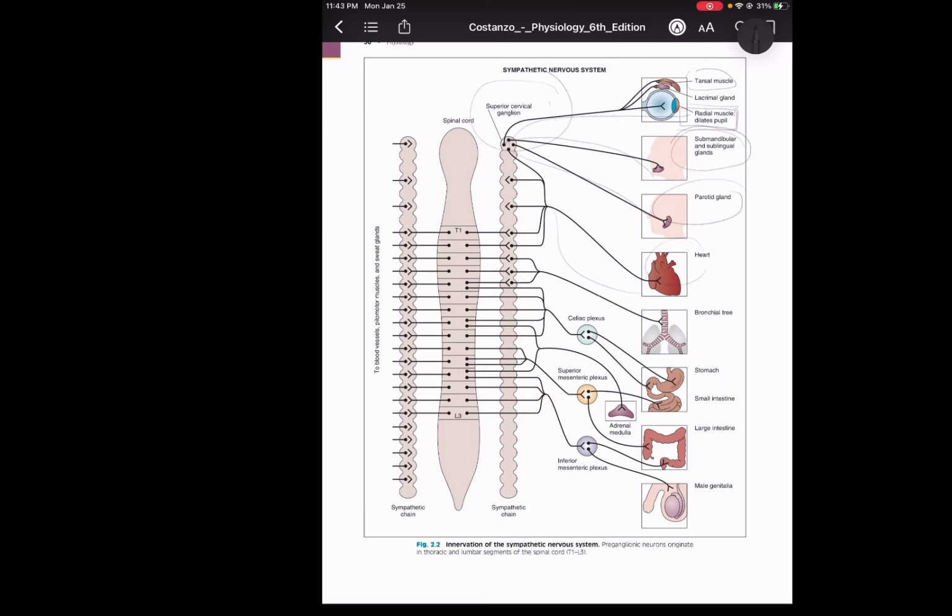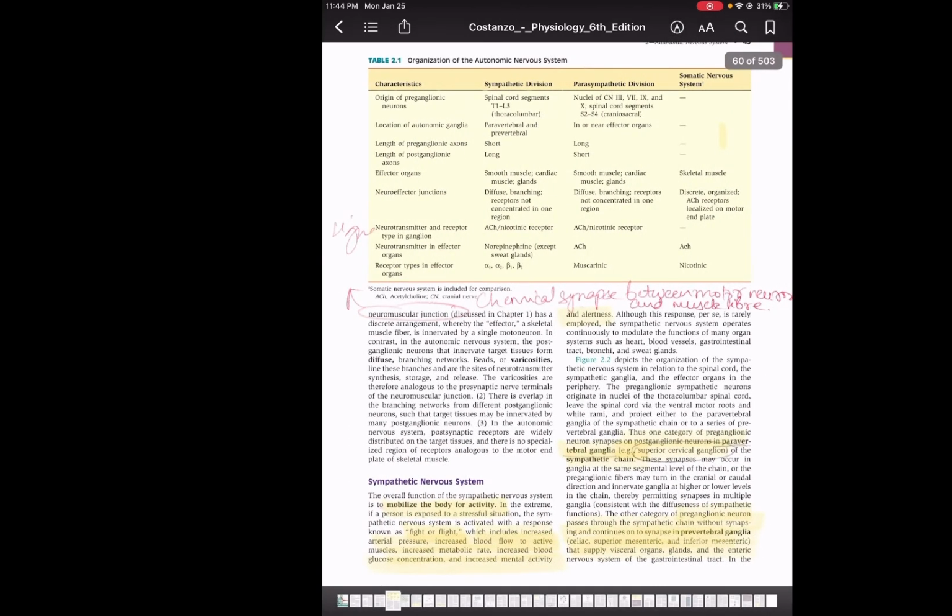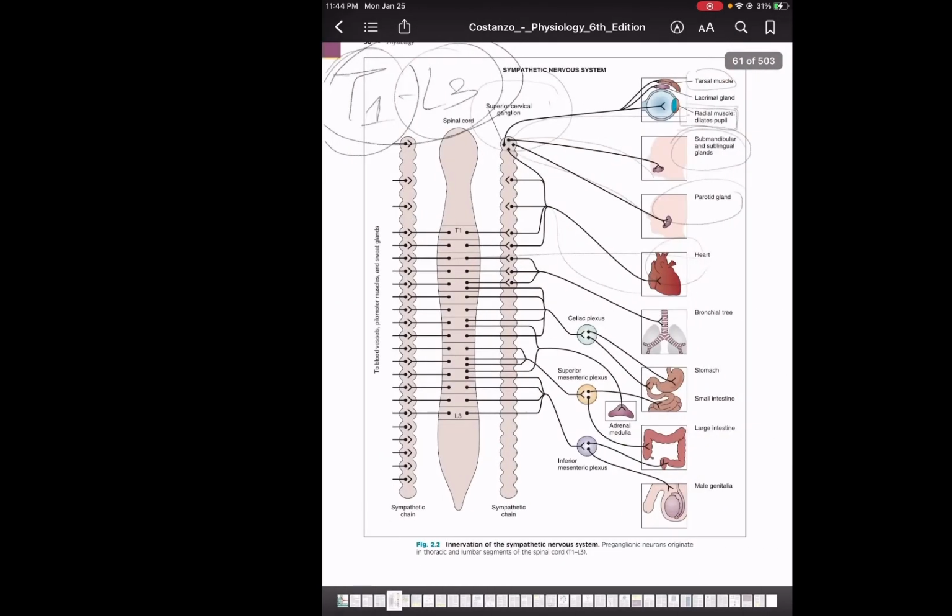And then it's all connected. The preganglionic neurons originate in the thoracic and lumbar segments, which I have already discussed. T1 to L3 is the location of the sympathetic nervous system. Never forget that. We call it thoracolumbar. Just remember it like that, it is that spinal cord segment. Then here you can see in this chart where all the innervations are, and you can remember it.